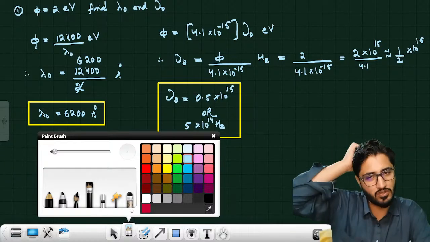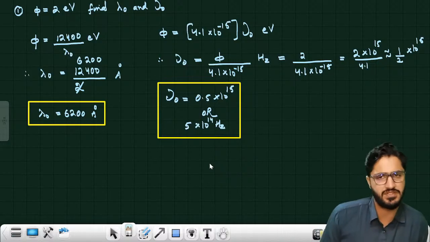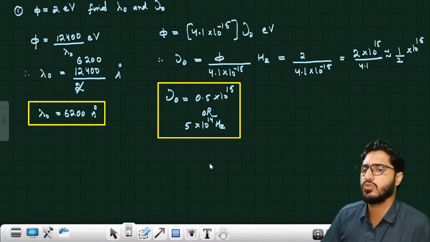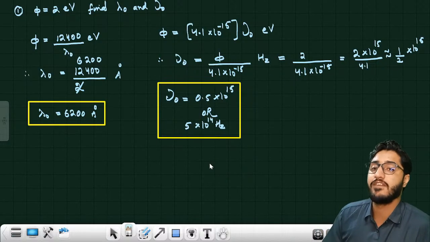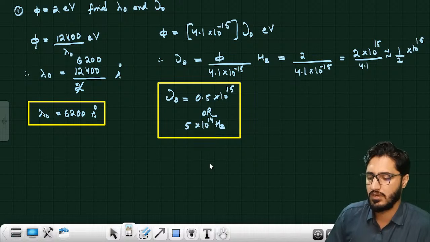Easy or super easy? I am not giving you too much of definitions. I am giving you the required ones, then I am just getting the numericals done. Okay, now the next numerical.